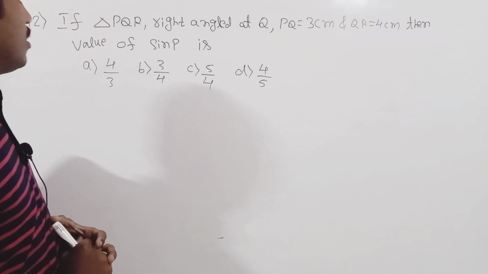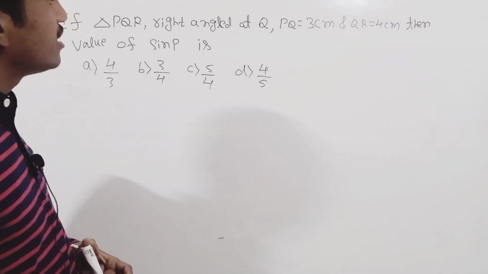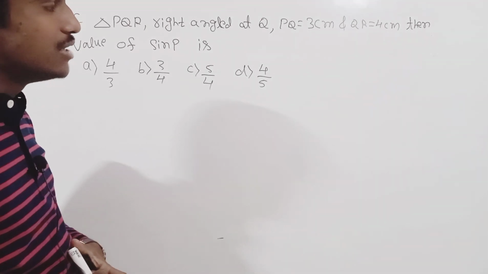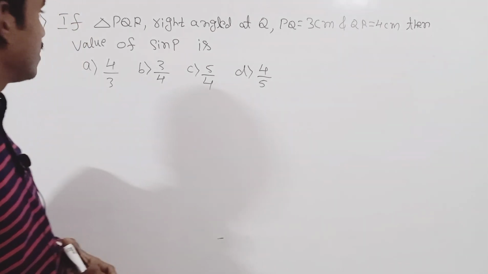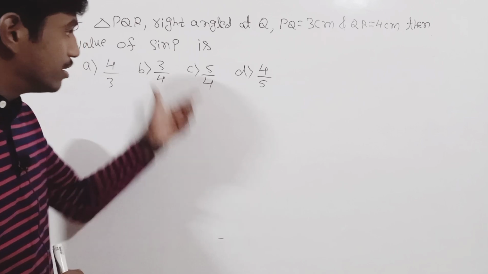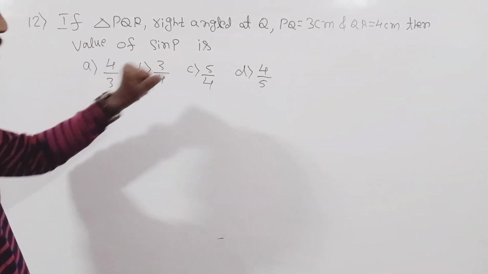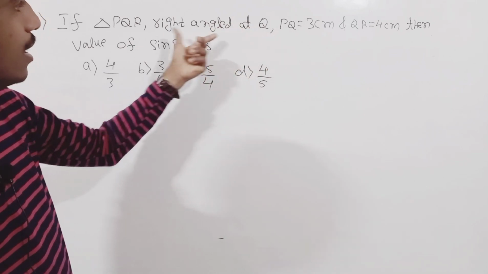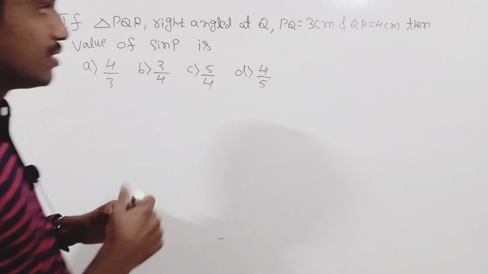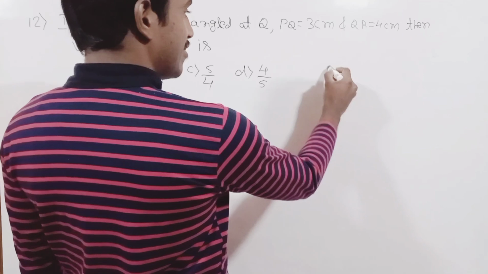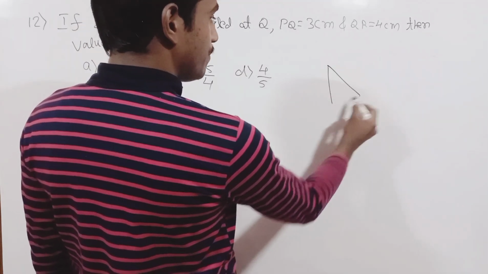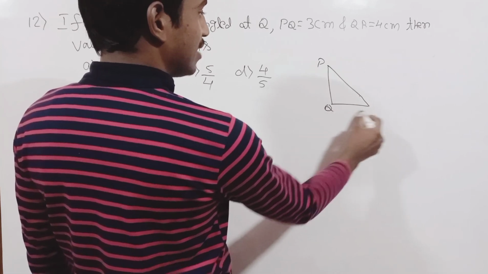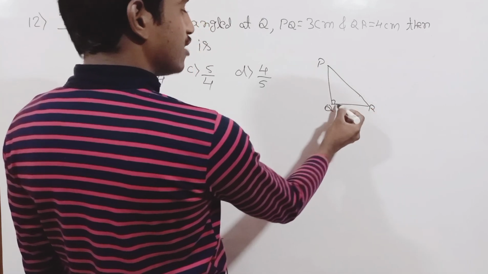If triangle PQR is right angled at Q, PQ equals 3 centimeter and QR equals 4 centimeter, then we need to find the value of sine P here. So you need to be a little careful, that is, when we draw the triangle, it should be right angled at Q. That is very important. So this is P, this is Q and this is R, because this angle should be 90 degree.